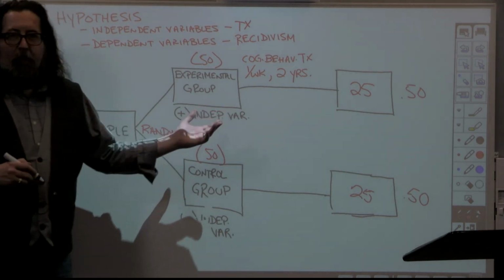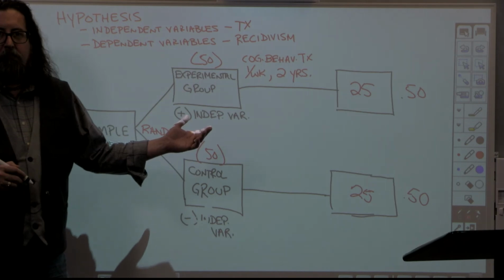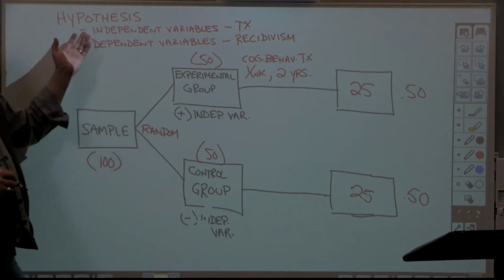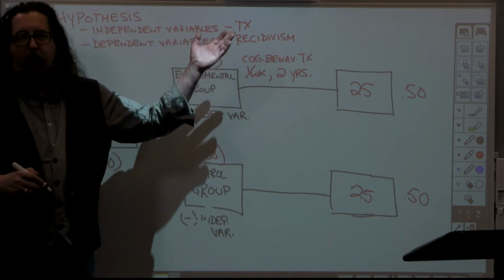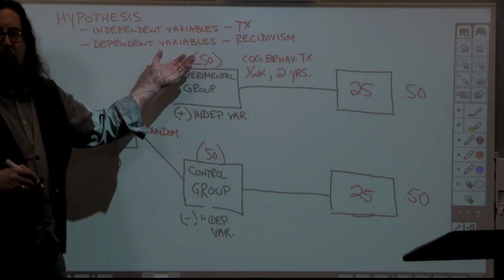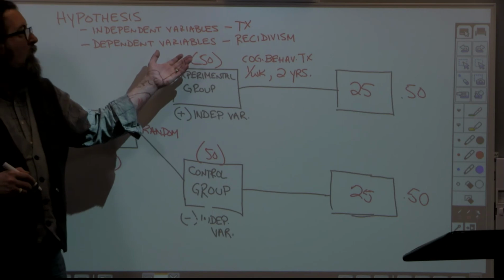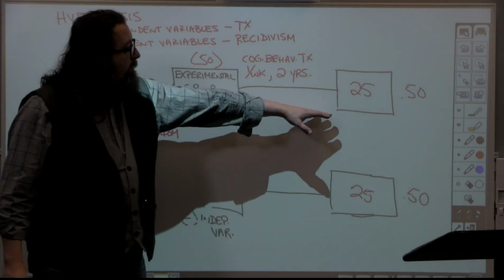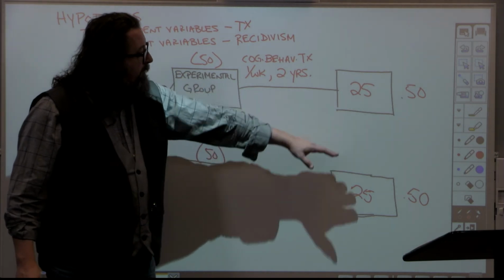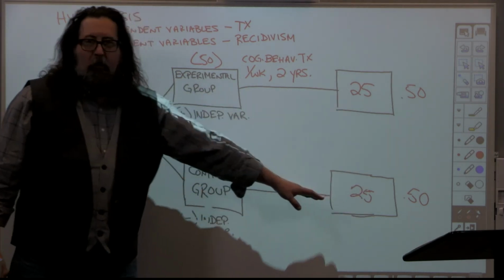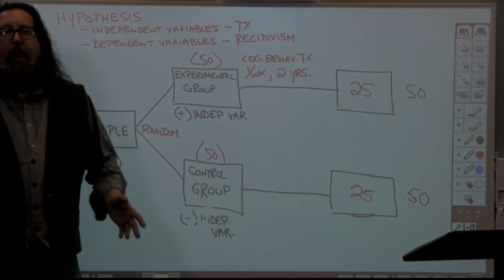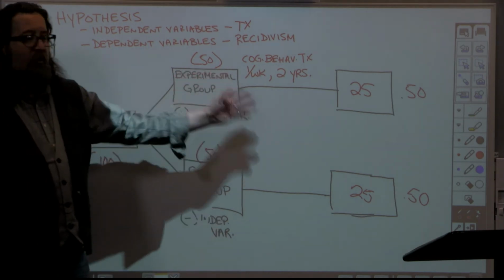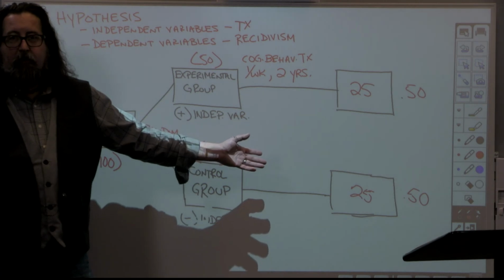Does this support our hypothesis? No. The answer is our hypothesis said that the independent variable, treatment, would lower or affect the dependent variable, recidivism, and when we looked at our numbers, we saw that people in the experimental group and control group reoffended at exactly the same rates. So this research does not support our hypothesis.